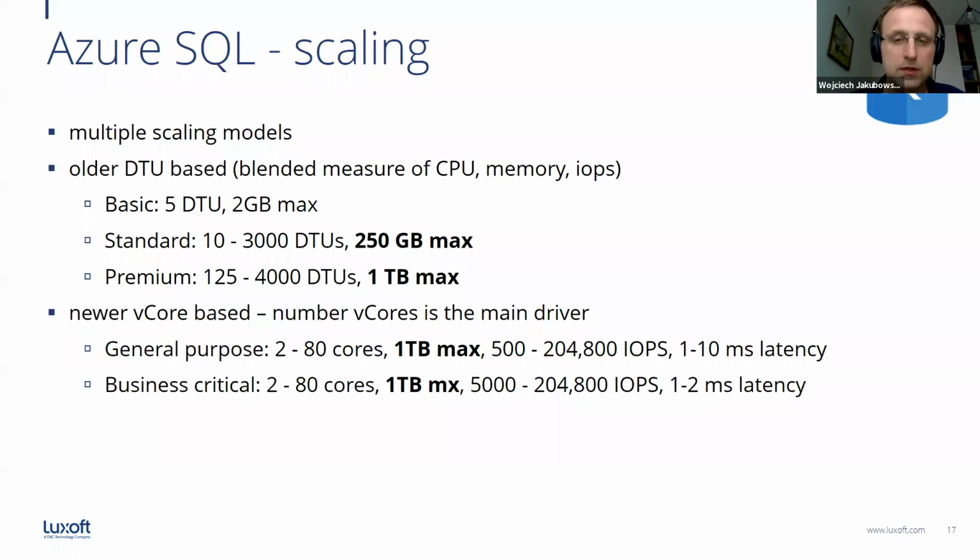There's a newer model, which is virtual core based, where the number of virtual cores is the main driver. And there are the following tiers. There's general purpose with between 2 and 80 cores and up to 1 terabyte of max database size. There's also business critical with similar characteristics, but with much better I/O operations per second and latency, and it's much more expensive.